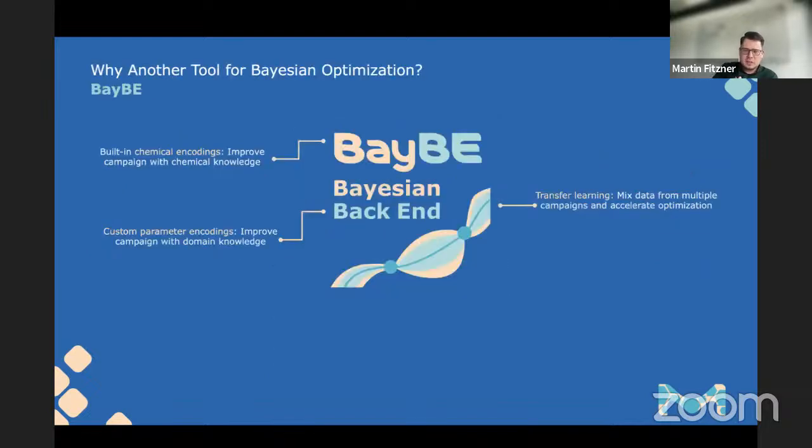So I want to highlight one last feature. We call that transfer learning. What it means is typically Bayesian optimization campaigns are separate from each other. But for instance, think about chemical reactor optimization, or a Suzuki coupling. It happens all the time. And why would each of the campaigns start from scratch? Can't they learn from each other as well? So if you have these similar tasks, can you combine the data as well?